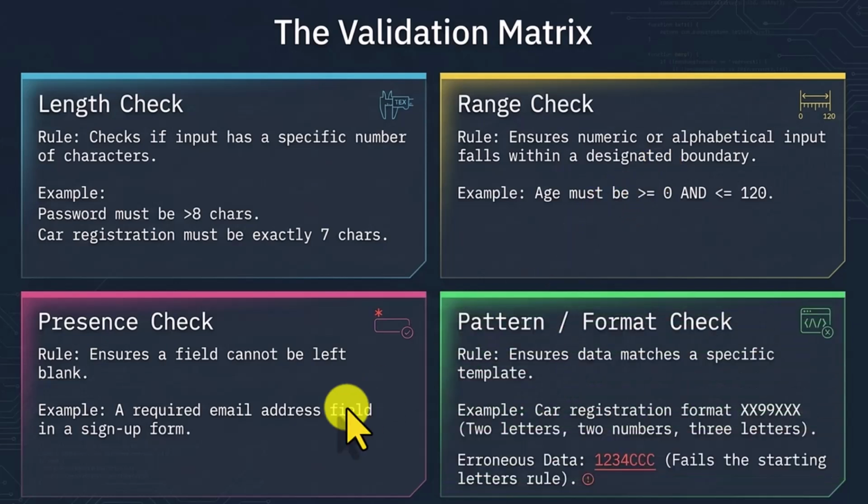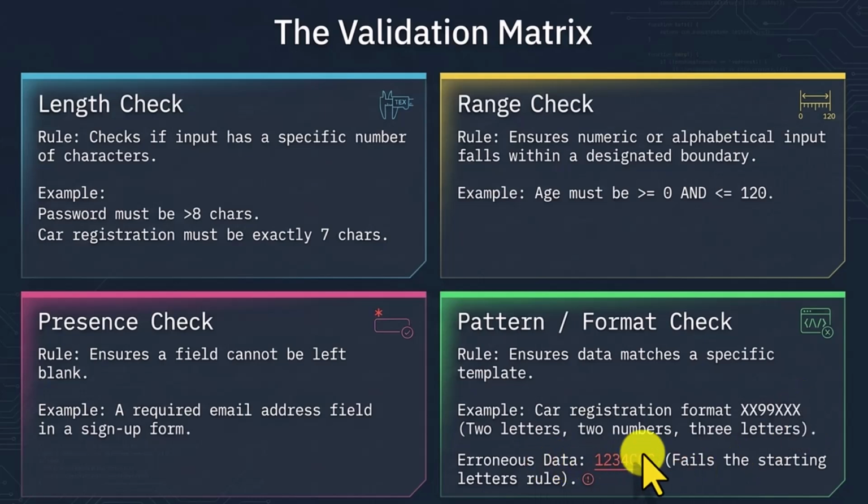And pattern or format check ensures data matches a specific template. For example, for email, as we told you, it must have an at sign and one dot, and exactly one at sign, not more than that. So that is this kind of pattern check. Or the other example here, we have car registration format, that is XX99XXX. It means 2 letters, then 2 numbers, then 3 letters.